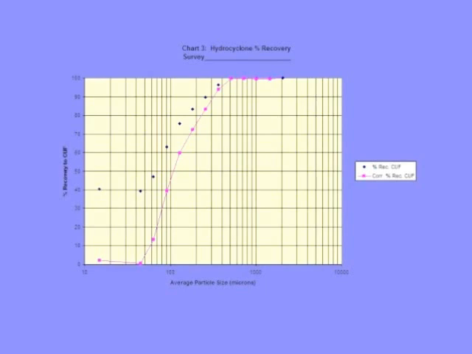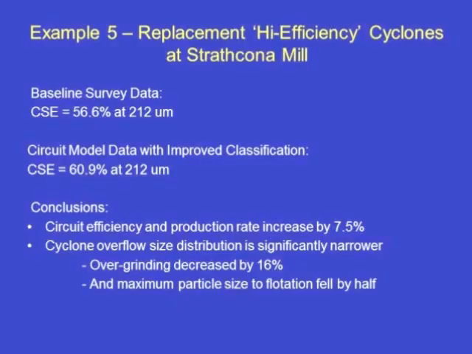So we took our model, replaced the old cyclone with the new cyclone, ran it, and predicted that we would get a 7.5% increase in productivity because of the increase in classification system efficiency, the reduction in the amount of material, energy being wasted. The cyclone overflow size distribution also was noted to become significantly narrower. Overgrinding decreased by 16%, and the maximum particle size going to flotation went from about 1,600 microns down to about 800. So in addition to the improvement in grinding efficiency and the reduction in overgrinding, there was a significant reduction in the amount of coarse particles going to flotation.